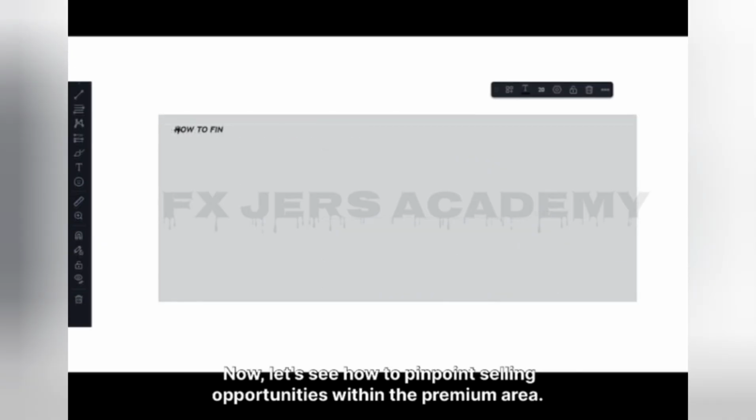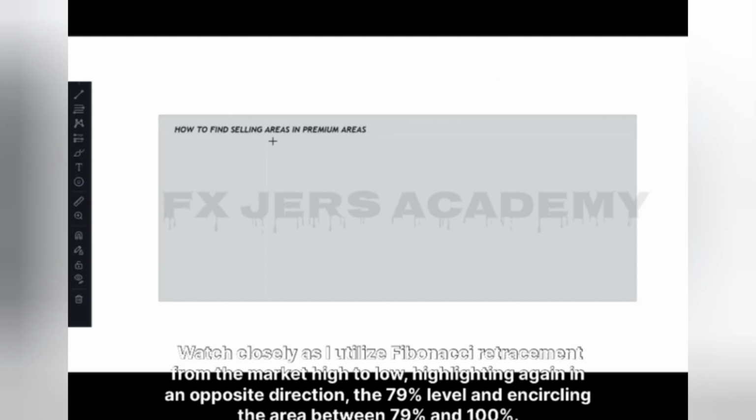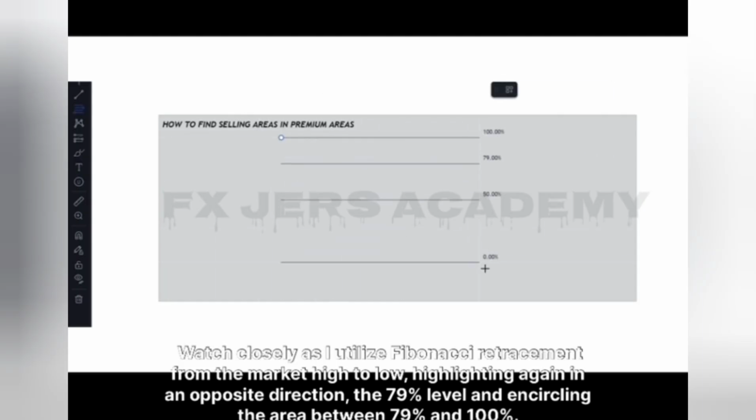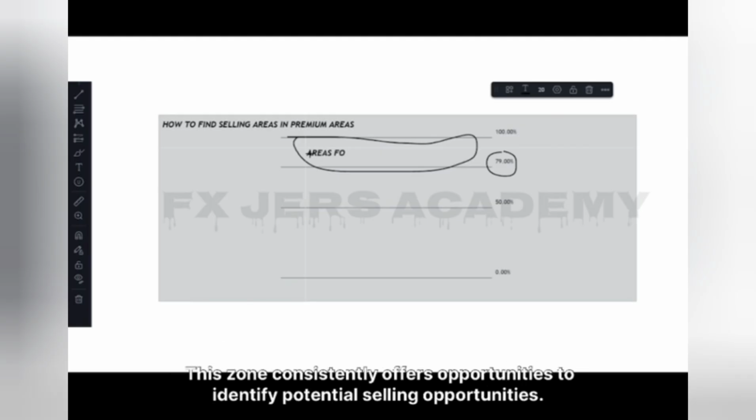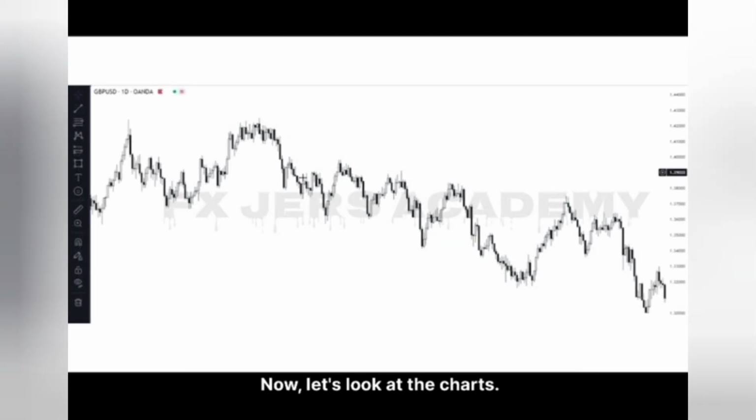Now, let's see how to pinpoint selling opportunities within the premium area. Watch closely as I utilize Fibonacci retracement from the market high to low, highlighting again in an opposite direction the 79% level and encircling the area between 79% and 100%. This zone consistently offers opportunities to identify potential selling opportunities. Now let's look at the charts.